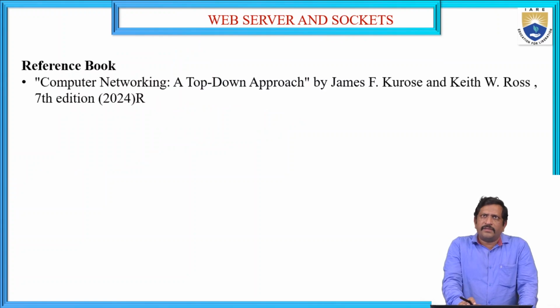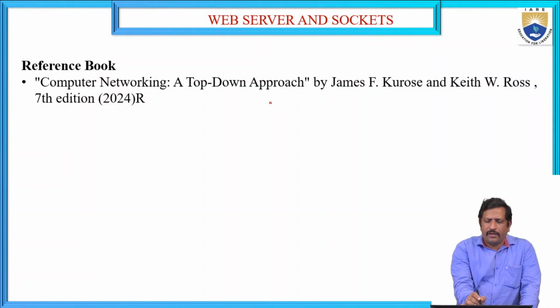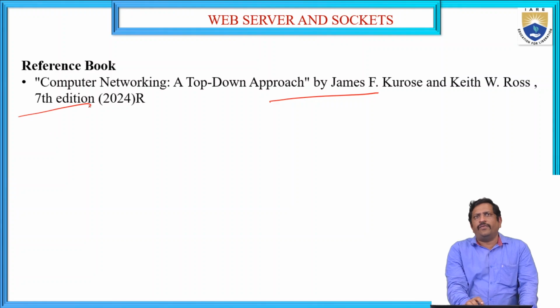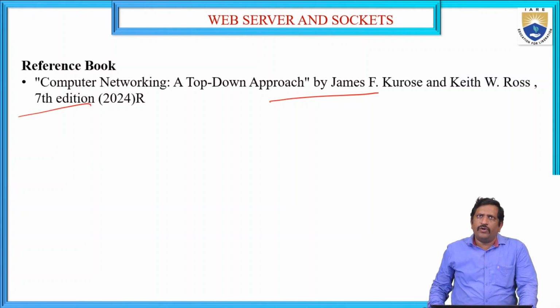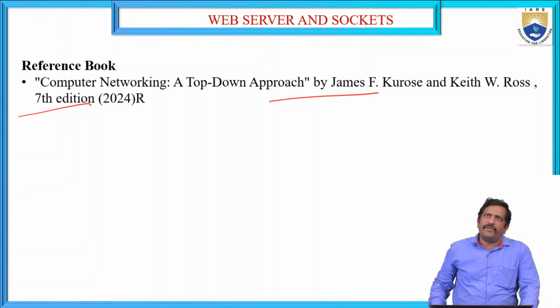For these definitions and terminology, the reference book is Computer Networking: A Top-Down Approach, 7th edition, 2024. This covers the definitions and terminology on web servers and sockets.